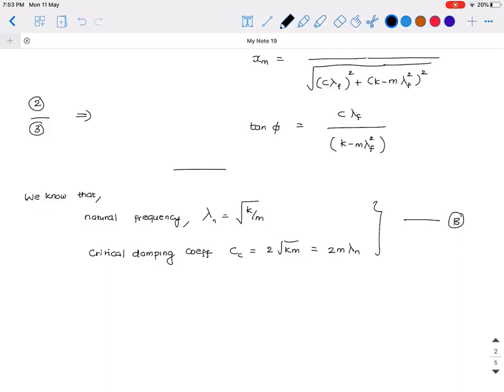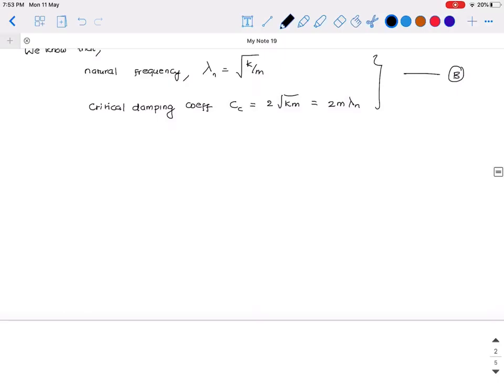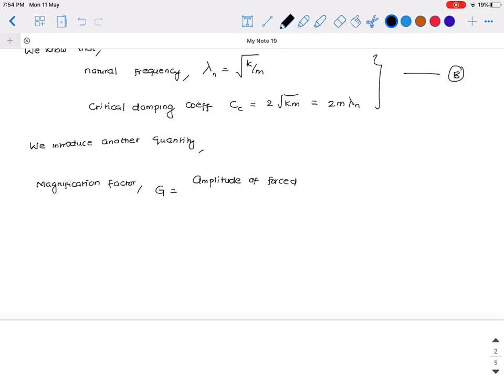Okay, so in order to study the forced vibration, we introduce another quantity called the magnification factor, which is denoted as G, which is given by the amplitude of the forced vibration divided by the static deflection due to F.